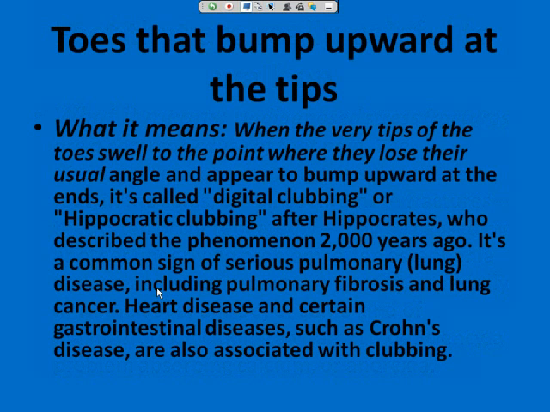Toes that bump upward at the tips. I've only seen 2 of these in my 34 years of doing pedorthics. When the very tips of the toes swell to the point where they lose their usual angle and appear to bump upward at the ends, it's called digital clubbing. It's a common sign of serious pulmonary lung disease, including pulmonary fibrosis and lung cancer. Heart disease and certain gastrointestinal diseases such as Crohn's disease are also associated with clubbing.